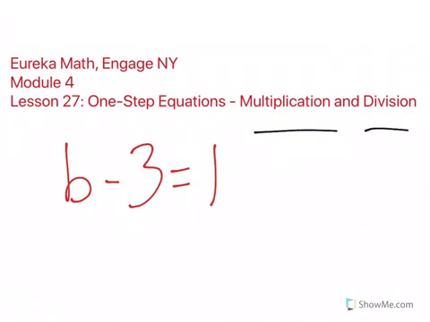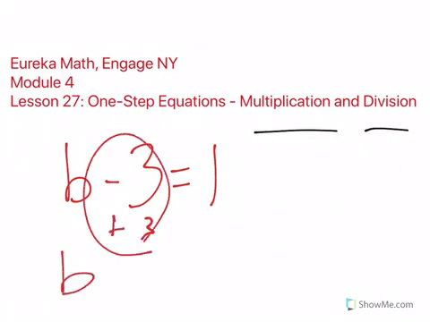Okay, so let's look at b minus 3 equals 1. You see minus 3, we want to get rid of that because we want the b by itself. You see subtraction, so you do addition. That cancels out. You added 3 on one side, you got to add 3 on the other. We have b equals 4.